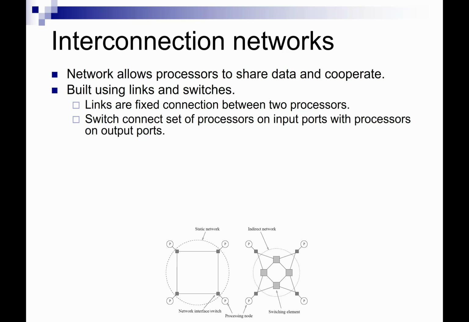Now, there are different ways to build this network. For example, it can be built using either links or switches. The difference is that the links are a fixed connection between two processors. For example, over here we have a bunch of links which are fixed connections between these different processors, the squares. On the other hand, the switches allow the data to actually travel in different directions. In the example on the right, if you have a piece of data flowing into this switch over here, then the data can either go to this processor or it can continue on in this direction.